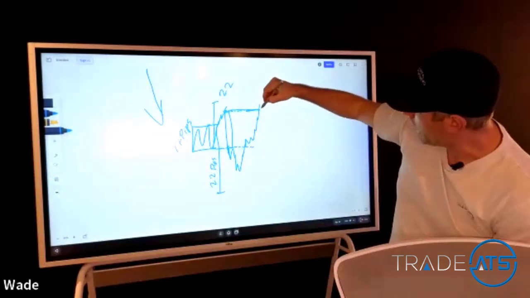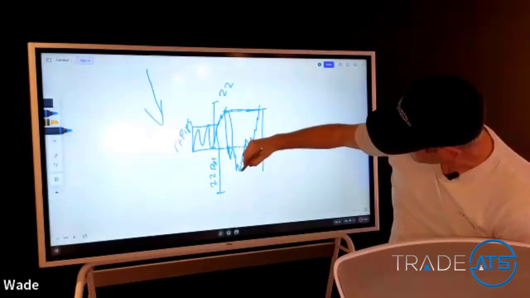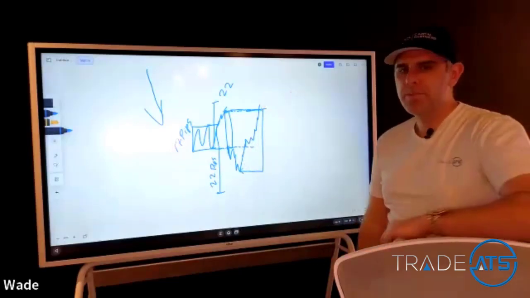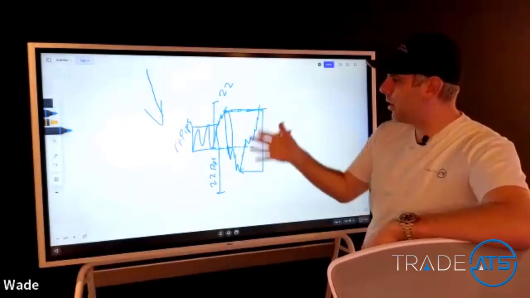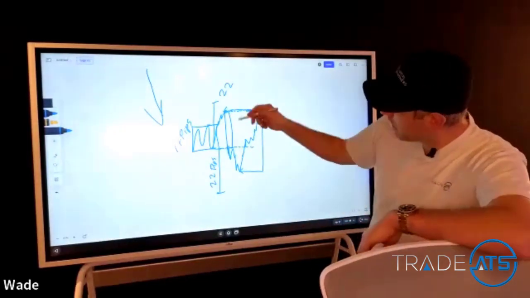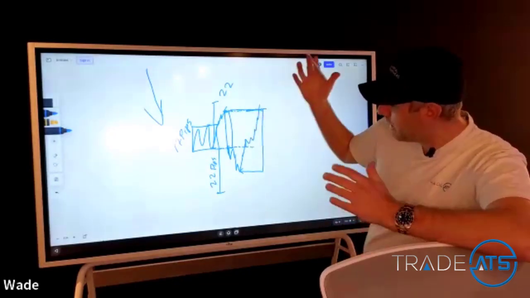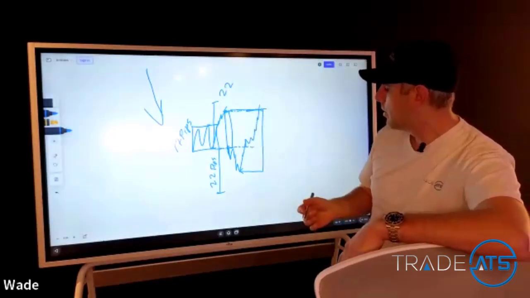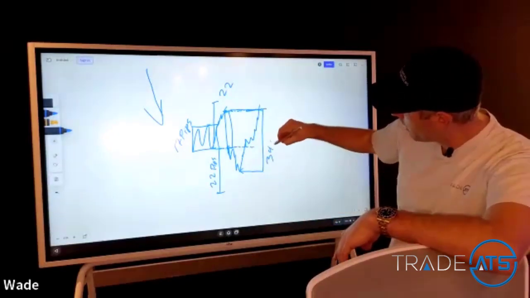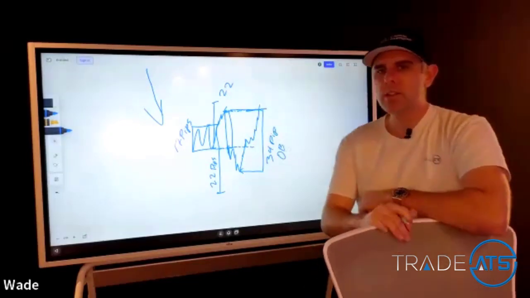So now we have the distance between here and here. How many pips is that? I don't know. Again, I'm just drawing this out to illustrate it. I would say that if this is 22 from there to there, this is probably, we'll call it 34. So now we got a 34 pip order block right there.